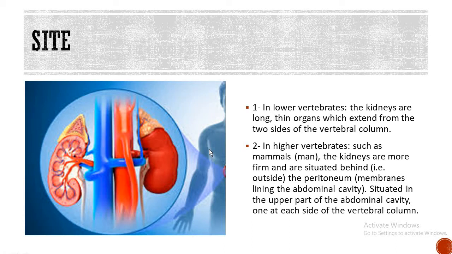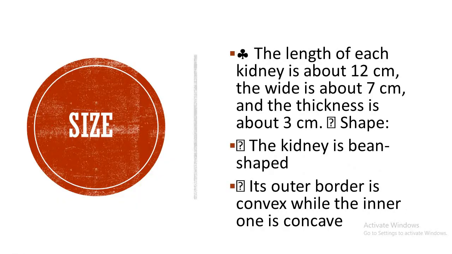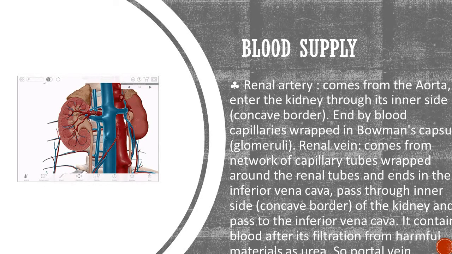Here we have lower vertebrates and higher vertebrates. Lower vertebrates have a long thin kidney, and higher vertebrates have a bean-shaped kidney on both sides of the vertebral column and behind them in the abdominal cavity. The length of each kidney is about 12 centimeters, its width is 7 centimeters, and its thickness is about 3 centimeters. Its shape is bean shape. Of course, it's concave from the inside and convex from the outside.